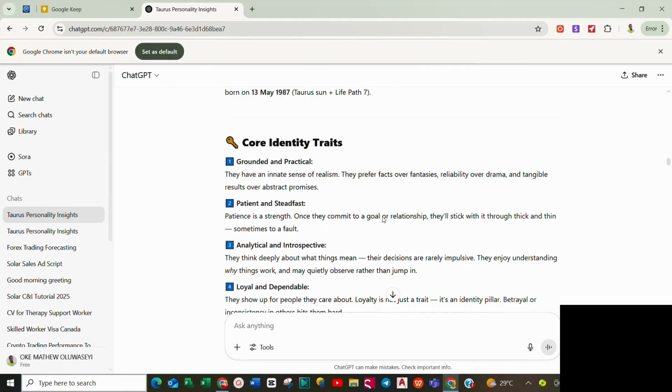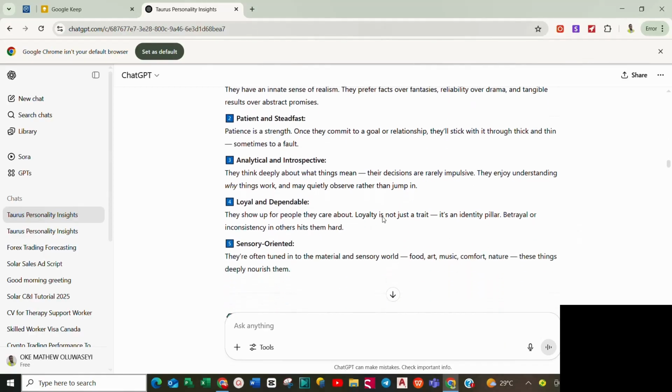So they observe before acting. When something happens, some people just act, but those who fall on this date sometimes take time for reflection before acting. They are loyal and dependable. They show up for people they care about. Loyalty is not just a trait, it's an identity pillar for them. Betrayal or inconsistency hits them hard. When you betray them or are inconsistent with the things they do for you, and you don't do the same back, they are loyal to you but you're not loyal to them. So it's a big hit for them.